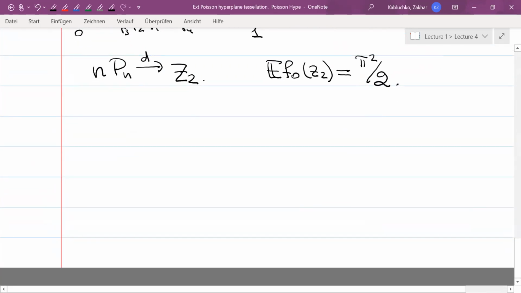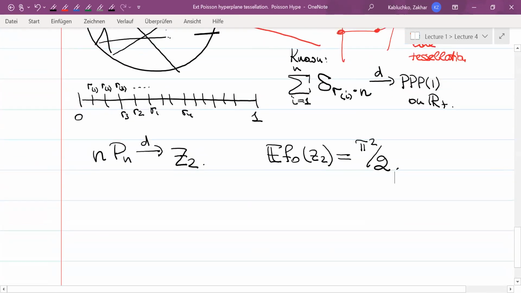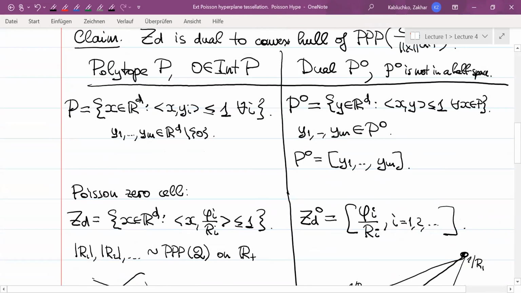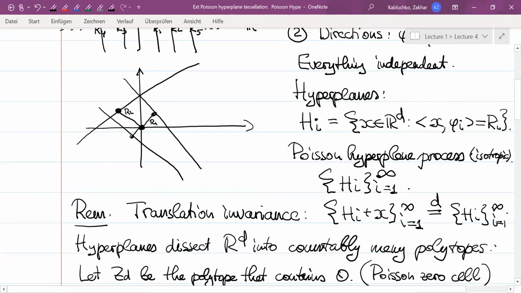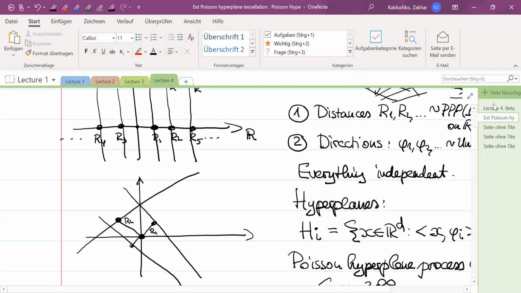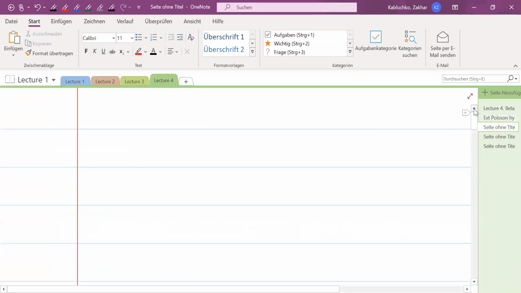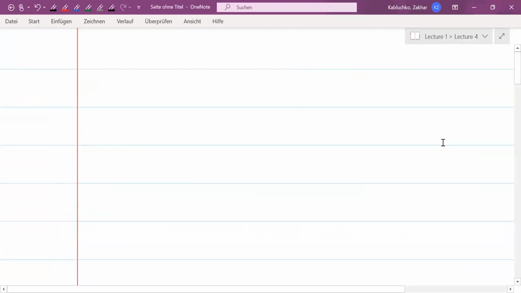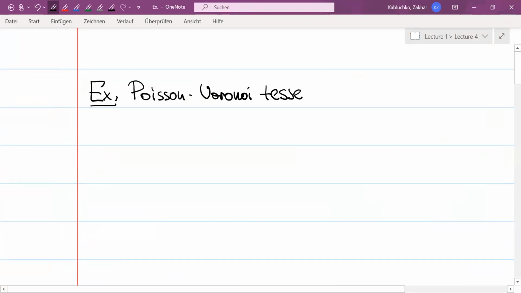But let me now continue by giving the last example of the appearance of beta prime polytopes or the Poisson polyhedra in stochastic geometry. The last example deals with another very well-known model, the Poisson Voronoi tessellation, or more precisely, the typical Poisson Voronoi cell.